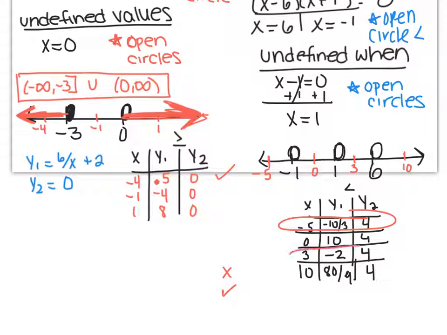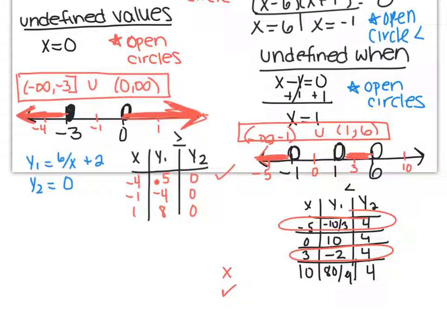So the only ones that are less than are here and here. So that's where you'll shade. Okay, so I'm going to shade here and here. So we have from -infinity to -1, union 1 to 6. All parentheses because none of them are closed circles. All right, let's take a look at the next page.